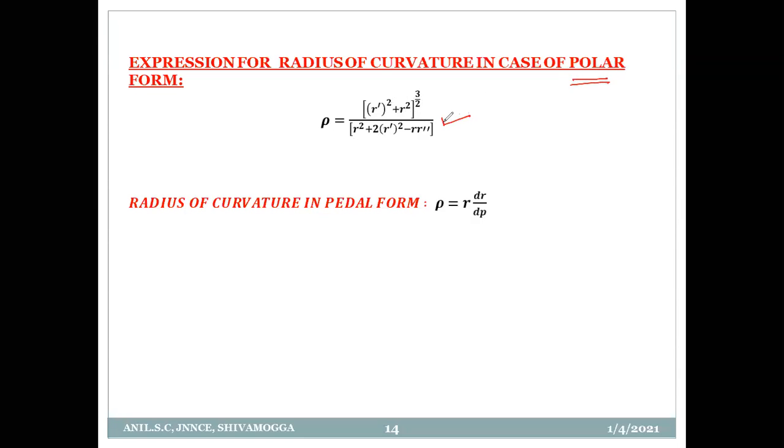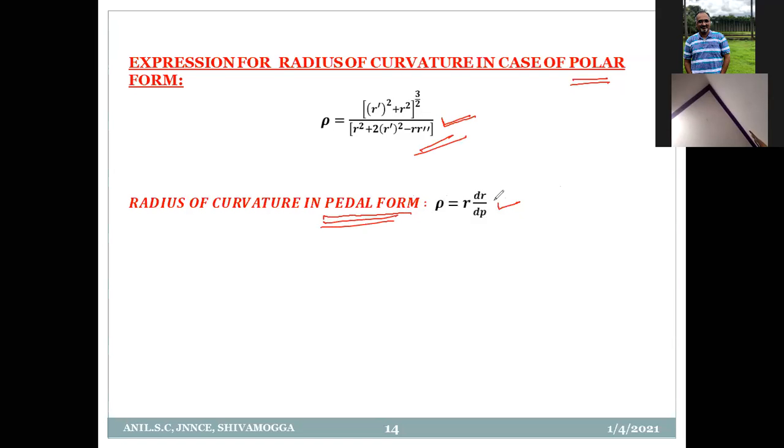But this will take a lot of time to solve the problems. Therefore, I use this formula. This is called the radius of curvature in pedal form. This will reduce the level of difficulty. These problems are very difficult. You can solve these problems in this method also, that is the polar form method. I prefer to use this method. Rho is equal to r into dr by d theta. This is a simple formula and problems will be very simple. The other is a very complicated formula and simplification will be very difficult. We'll solve a problem and come to know what these problems actually are.